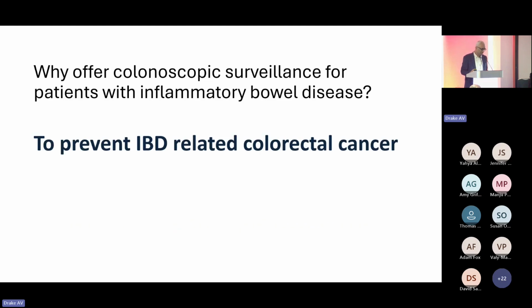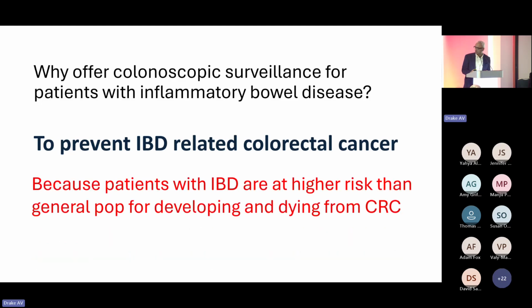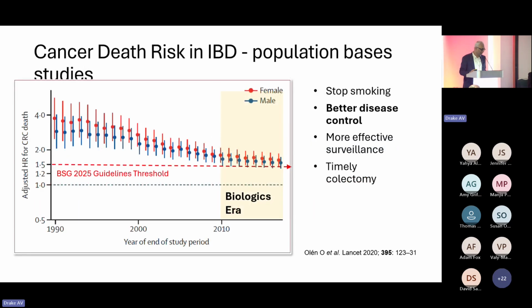Well, the simple answer, as we know, is to prevent IBD-related colorectal cancer. But do we really prevent IBD-related colorectal cancer? Let's have a look at to what extent and how we do that. And this is mainly because there's an overwhelming amount of evidence that patients with IBD are at a higher risk than the general population from developing and dying from colorectal cancer.